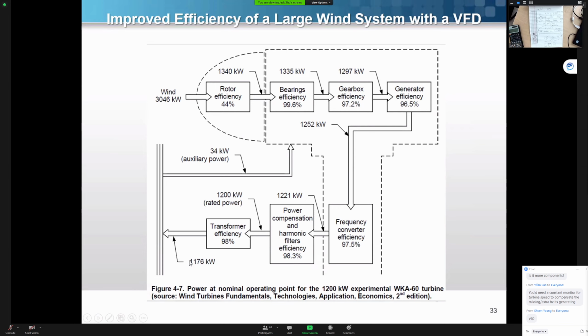So compared to that, the total efficiency is pretty low, but mainly it is because of how much wind power you can catch. Yesterday, they told you that the Betz limit is only 59%. So other than that, you can see other things have a pretty high efficiency, but still, you can only catch so much power from the wind.